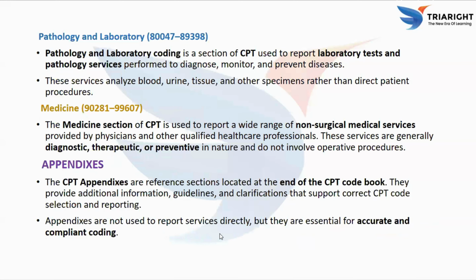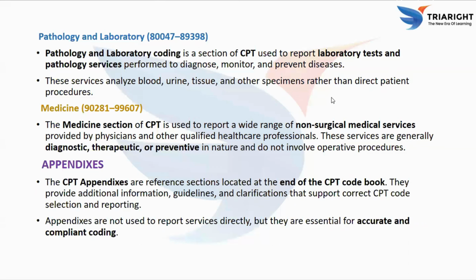So coming to the next section, pathology and laboratory, 80,000 series. So the CPT code range is from 80,047 to 89,398. So what is pathology and laboratory coding? This section of CPT is used to report the laboratory tests and pathology services. These services help to diagnose the disease, monitor the patient conditions and to prevent the disease.